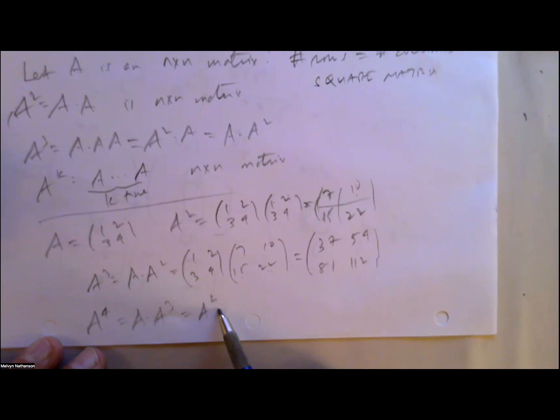And so on. What about A to the fourth? You can get A to the fourth in several different ways. You can multiply A times A cubed, or you can multiply A squared times A squared. Matrix multiplication is not commutative, but it is associative. So these should always give you the same thing.